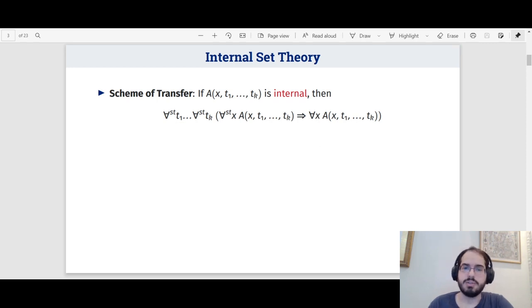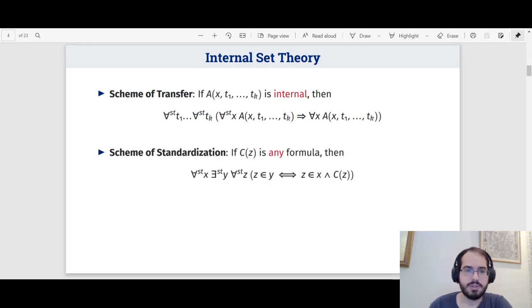So the first one is the following. If I have a formula, which is just a formula from usual ZFC, so it doesn't involve the new predicate, we call those internal formulae. So if I prove that something is true of all standard sets, that is, an internal formula holds for all standard sets, then in fact it holds for every set. That's transfer.